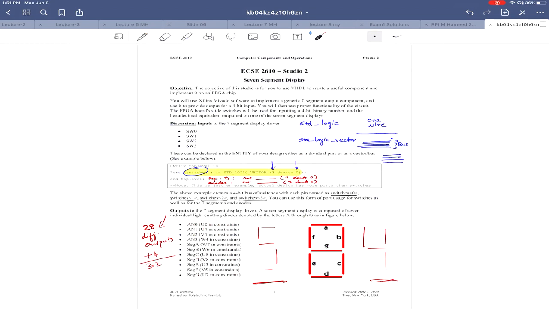If I direct 5 to this anode for 1 millisecond, and then I turn it off and I display 4 here, and 1 millisecond after I go back to 5, 1 millisecond after I go back to 4, and I keep switching back and forth at a very, very fast speed, 1 millisecond. The human eye cannot detect that. So for the human eye, it appears as if 5 is being displayed here and 4 is being displayed here. Does that help answer your question? So it's like magic, right?